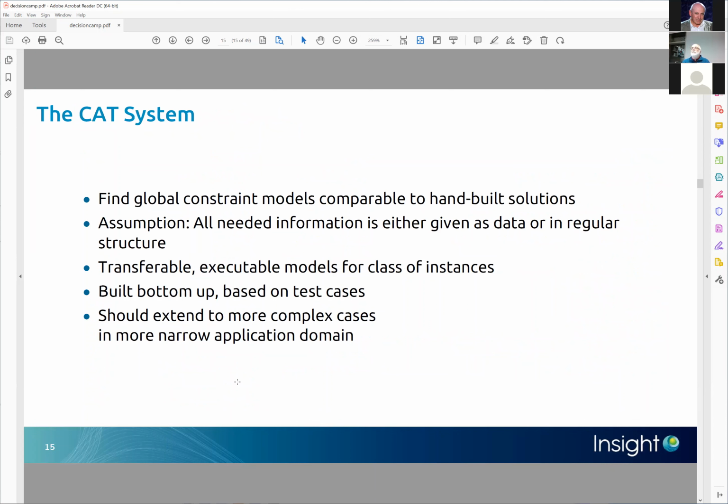So how do we do this? I now describe the CAD system, so my own tool that I've developed recently. What we are trying to do there is we're finding constraint models based on global constraints, which are comparable to hand-built solutions. So they should look like a program I would write myself. That's the idea. The assumption is that all information is either given as data or is part of the regular structure of the problem. And we are building this bottom up based on the test cases. And at the moment, we are trying to extend this to the scheduling domain.